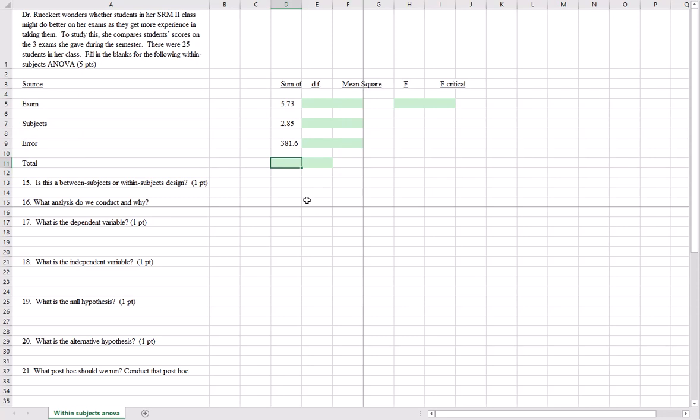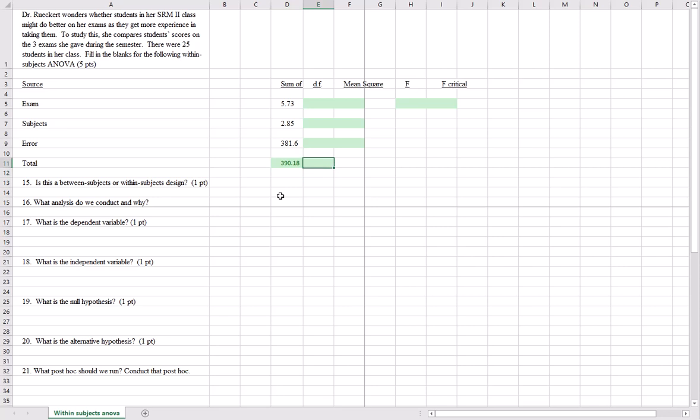All right, let's start off with total sums of squares. We know that's going to equal exam, which is our independent variable, plus subjects, which is our participant, plus error. So in order to do this, we need to know how many exams there were. Much like we had previously when we were filling out our ANOVA table, we're going to do the same thing here. We're going to have how many different exams.